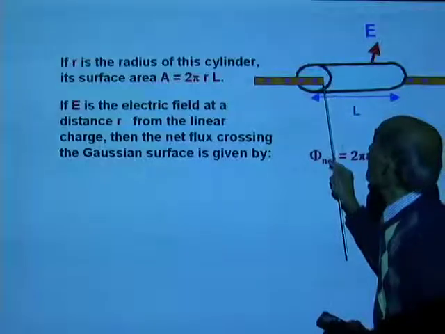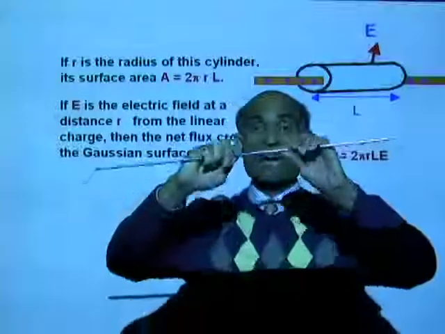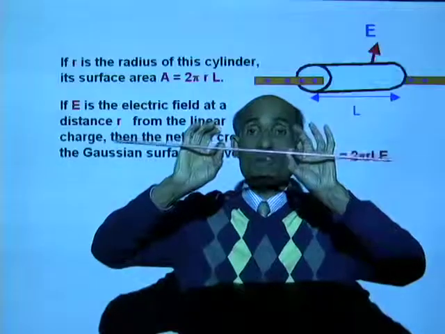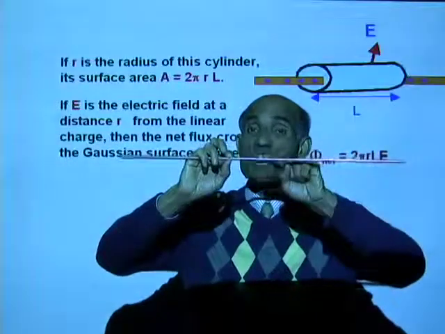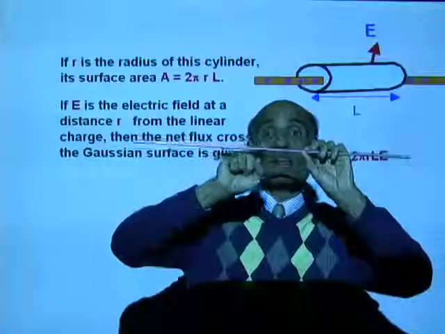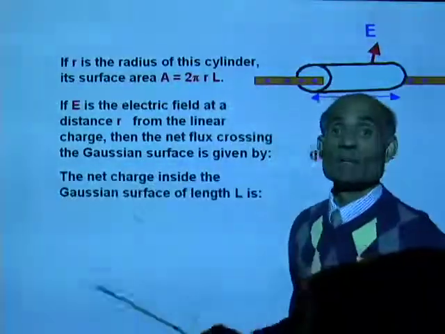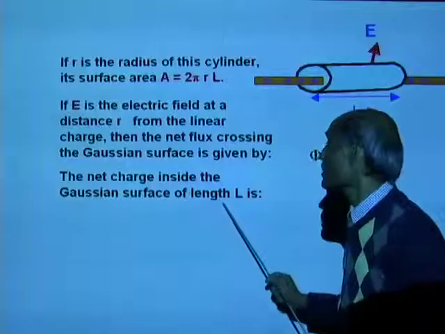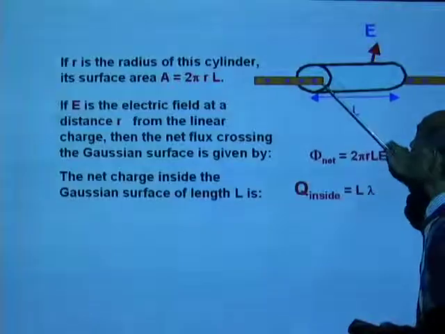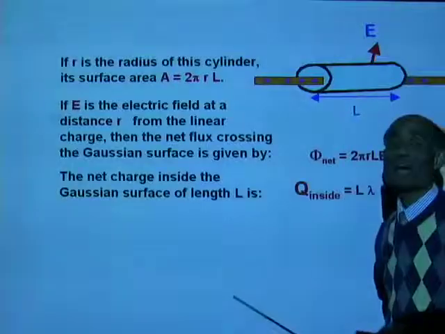Now, do we know the amount of charge inside the Gaussian surface? Inside the Gaussian surface we have a length L of the charged object, and the linear charge density is lambda. Therefore, what is the amount of charge carried by that length L? It will be L times lambda. The net charge inside the Gaussian surface of length L is Q inside, that is, L lambda.